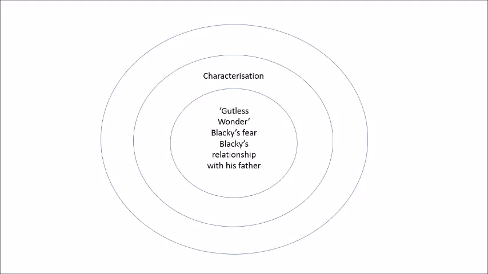Now we need to think about the theme. What lesson do we think is actually trying to be taught to us based on this? Blackie doesn't want to be a gutless wonder. He's afraid of what other people are going to think about him.